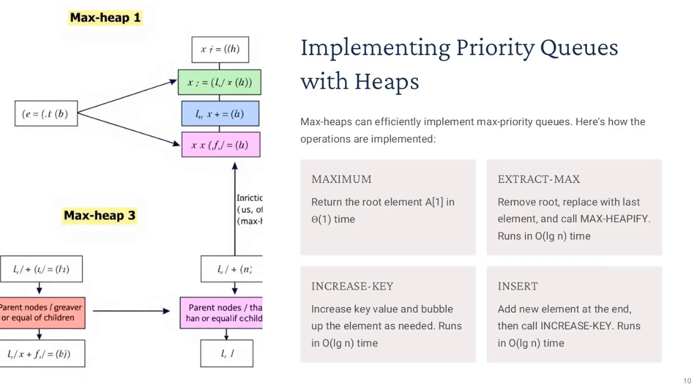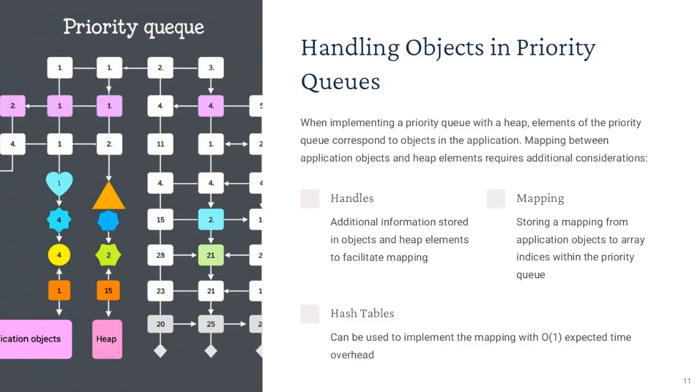For example, the maximum operation retrieves the root element in constant time, while extract max and increase key run in O of log n time, ensuring efficient priority management. When implementing priority queues with heaps, special care must be taken to handle objects and their corresponding keys. In many applications, each object in the priority queue is associated with a unique key that determines its position in the heap. To map between application objects and heap elements, two common approaches are used.